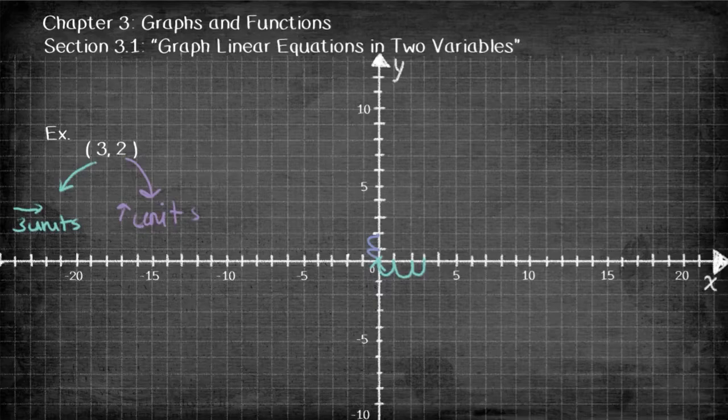To figure out where the point goes, I'm going to draw a line at each of these markers on the axes. And my point goes where those two lines intersect with each other.